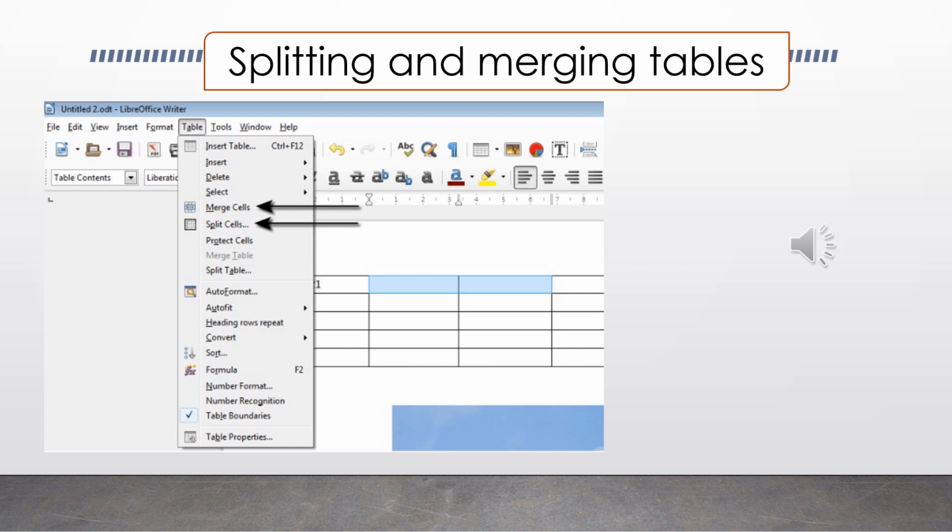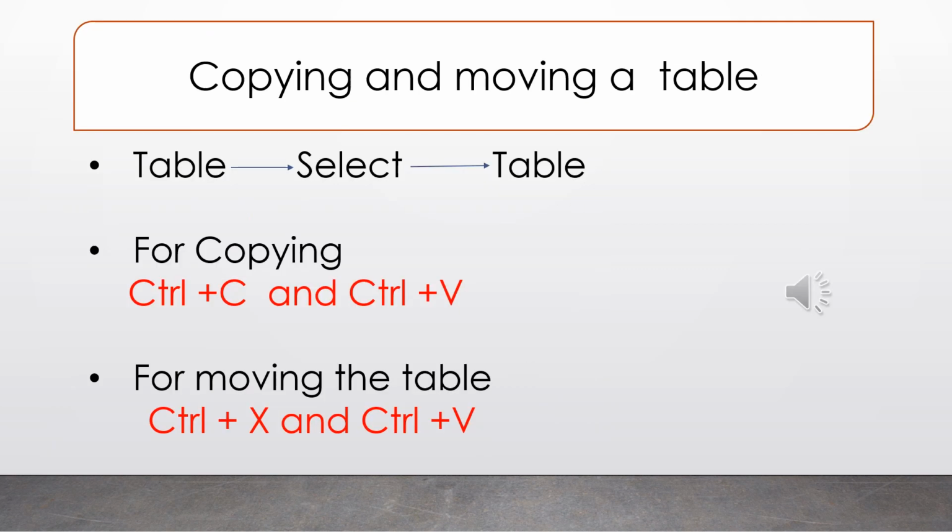Apart from creating, we can also split one table into two tables and merge two tables into a single table. This can be done using the merge cells and split cells options which are available in the table menu. We can also copy a table or move a table from one document to another. This can be done by selecting the text and then using the keyboard shortcuts Ctrl C, Ctrl V for copying and Ctrl X and Ctrl V for moving the table from one document to another.